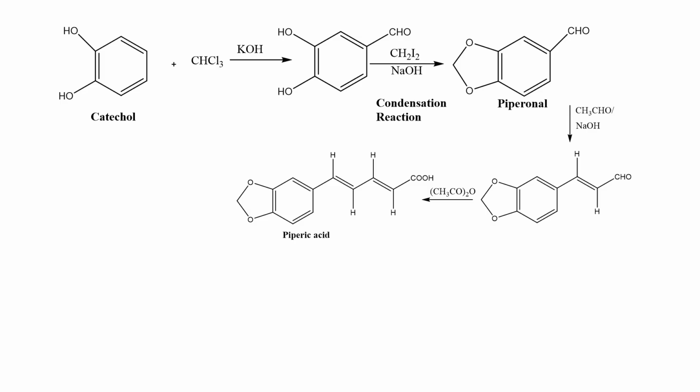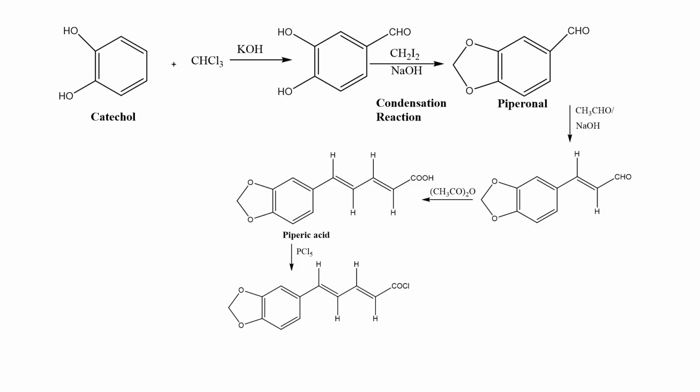which will give this kind of substrate. In this case we are going to take the acid anhydride and sodium formate, but I didn't mention sodium formate here, so this is my mistake. And in this case the piperic acid will be formed.